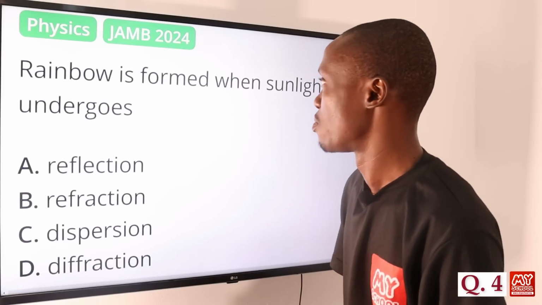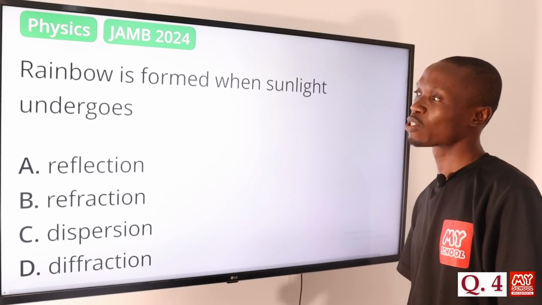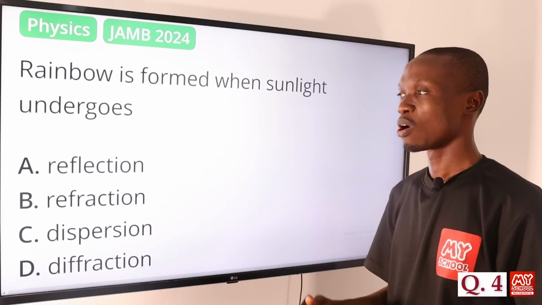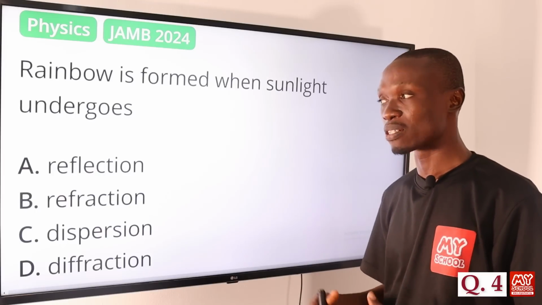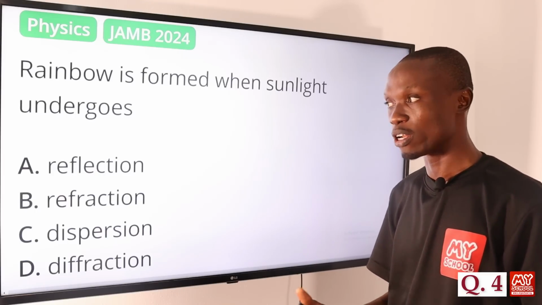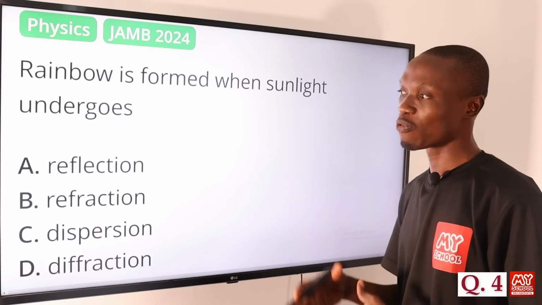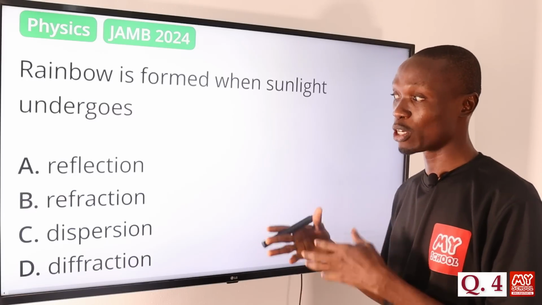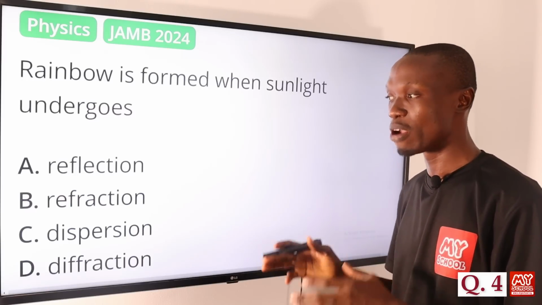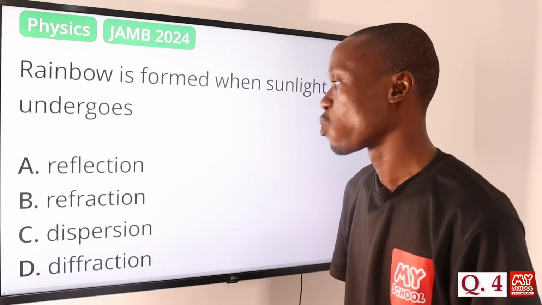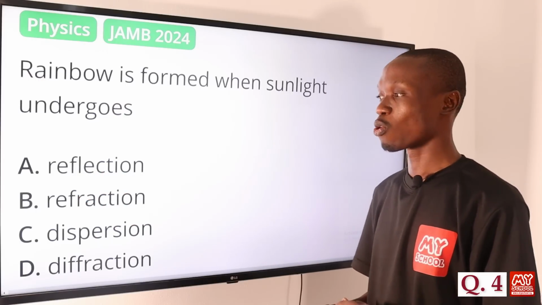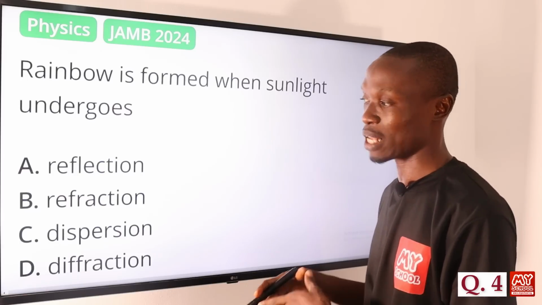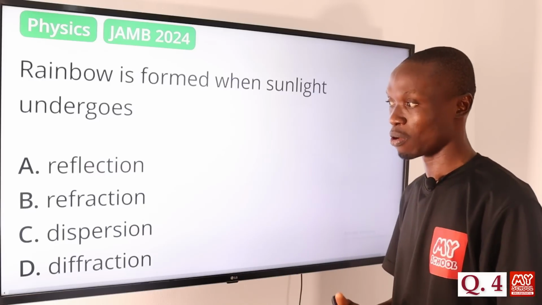Question 4. Rainbow is formed when sunlight undergoes A, we have reflection. Okay, so reflection involves the bouncing off of light on a surface, right? So reflection itself is not the complete process for the formation of a rainbow. Then option B, we have refraction. So refraction is the bending of light when it passes through different medium, right?